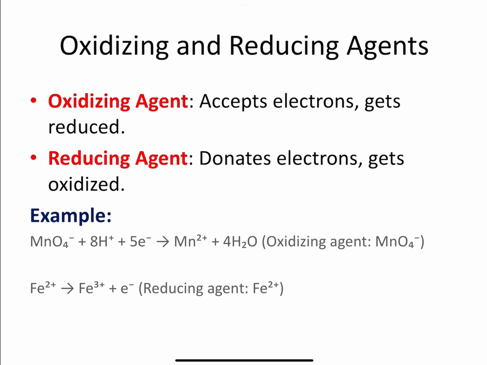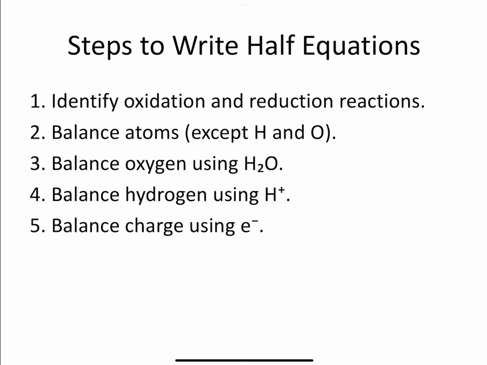An example of that is a reaction between manganate and iron, where the manganate has been used as an oxidizing agent. It gained electrons, as we can see here in the half equation, and then it got reduced to manganese 2 plus, because we know that manganese here has an oxidation state of 7 plus. While iron, from Fe2 plus, lost an electron to give you Fe3 plus. So this is a reducing agent and it has been oxidized.